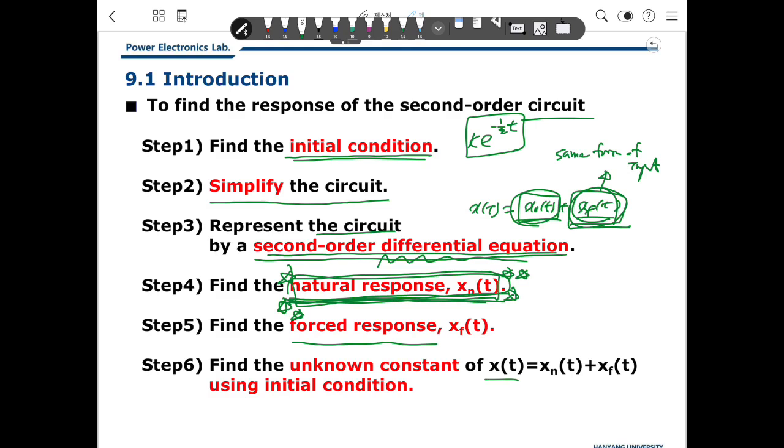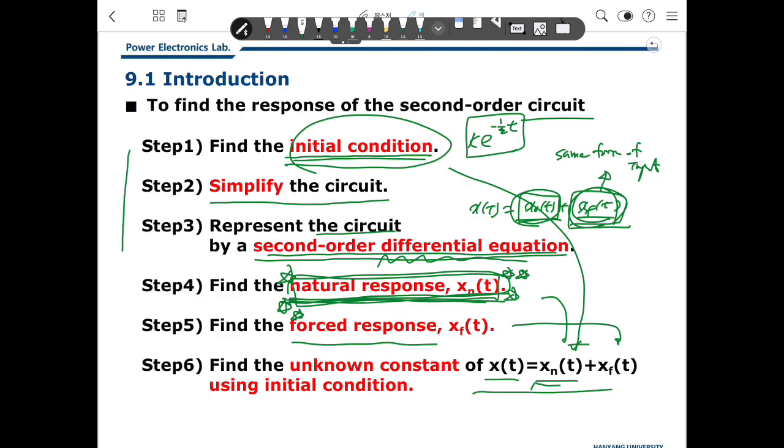Lastly, x is x_n(t) plus x_f(t). As you know, x_n(t) has some unknown constants. To get them, what should we do? We should use the initial conditions. Here we can find the unknown constants of the natural response. This is the same way as solving the first order circuit. But the different thing is the natural response.